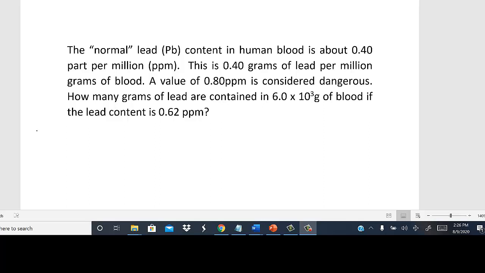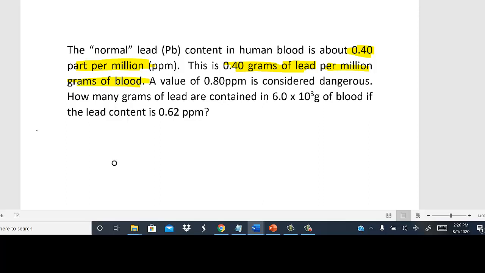In this video, we will use the conversion of parts per million to determine the number of grams of lead found in blood. So going over this problem, we find that the normal content of lead, element Pb, in blood is 0.40 parts per million, or ppm. Realizing that 0.4 ppm is nothing more than 0.40 grams of lead per million grams of blood. So that's the same thing as 0.40 ppm in blood.